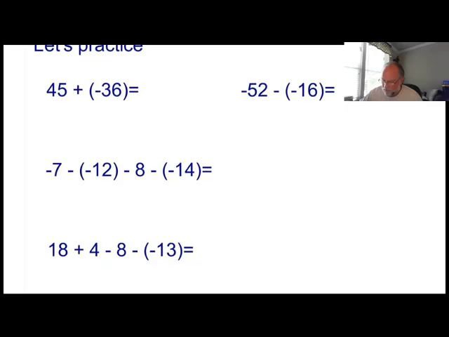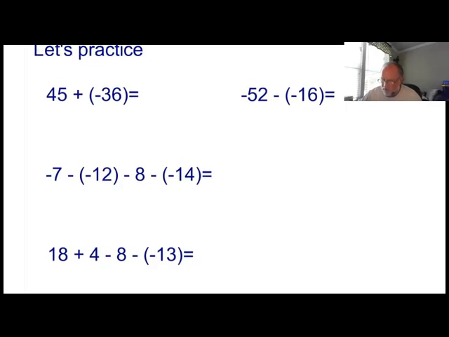So what I'd like for you to do is practice just a little bit. This is a little bit of both types of questions, addition and subtraction, because you can't do a subtraction problem unless you can do an addition problem. So I want you to pause the video and answer these 4 questions, and then we'll come back and work them together.